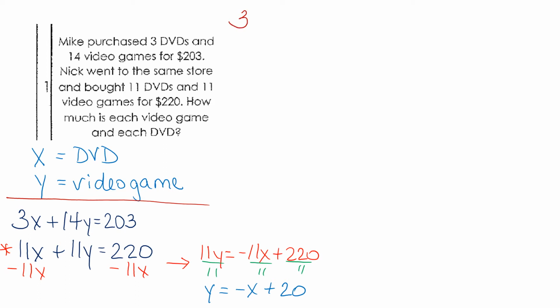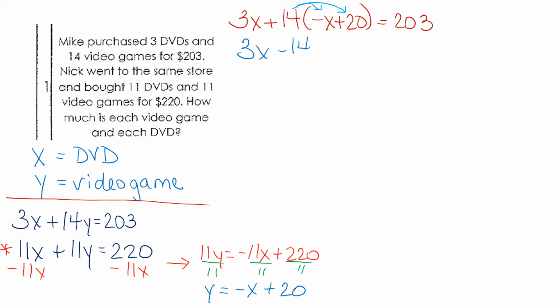We have our 3X plus 14, and in place of that Y, we're going to substitute the negative X plus 20, equals 203. Remember, you want to do your distributive property when you get ready. So we're keeping our 3X. 14 times the negative X is negative 14X. 14 times 20 would be 280.